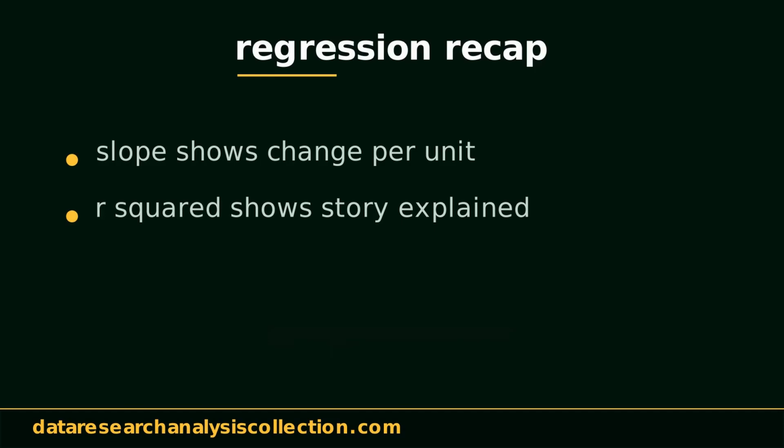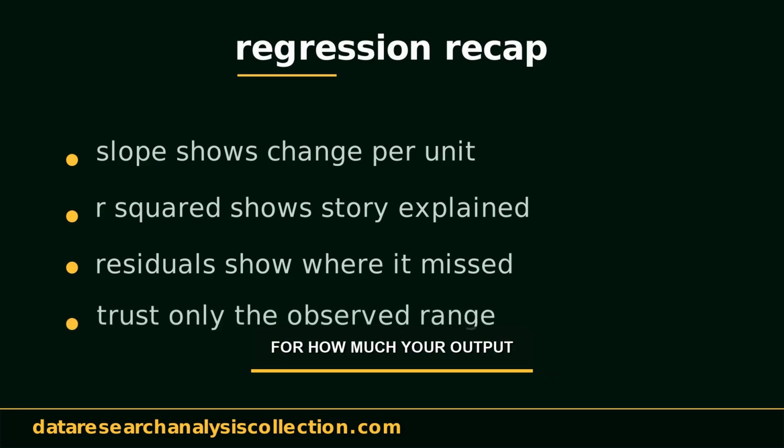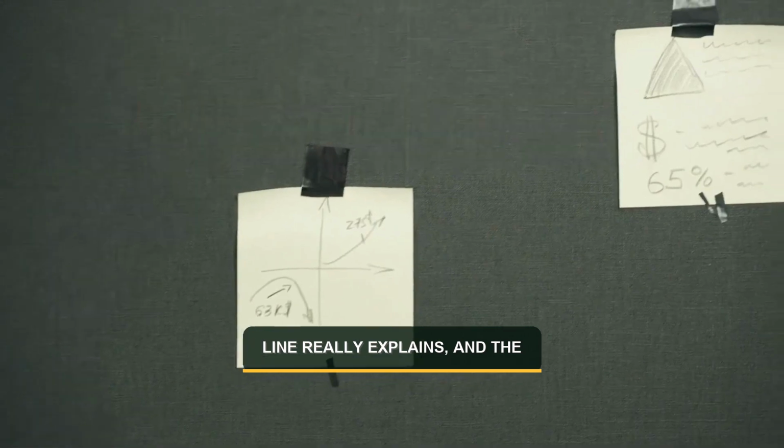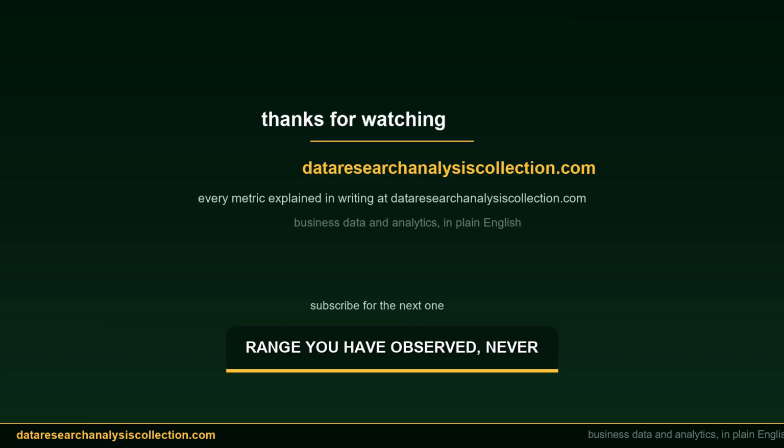So to recap, regression fits a single line through your data so that one number can estimate another, and you read the slope for how much your output moves per unit of input, the R-squared for how much of the story that line really explains, and the residuals for where it missed. Trust it only inside the range you have observed, never as proof that one thing caused another, and never past the point where your straight line stops matching the shape of your dots.